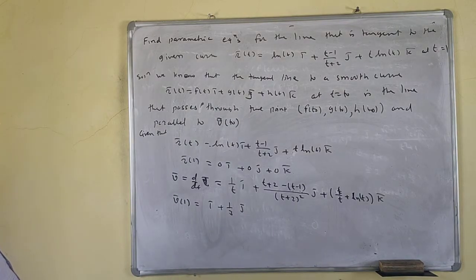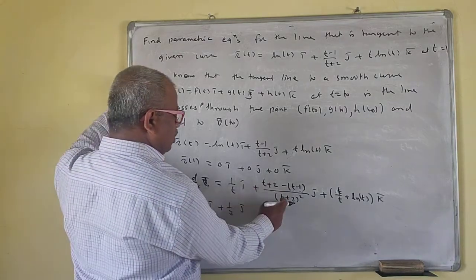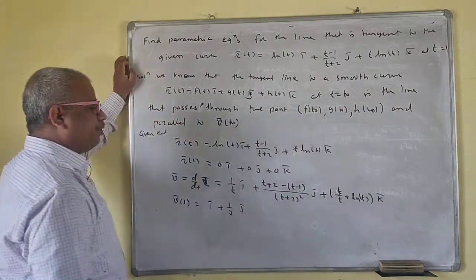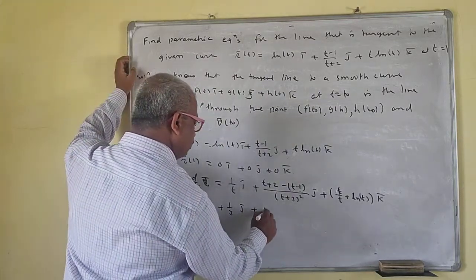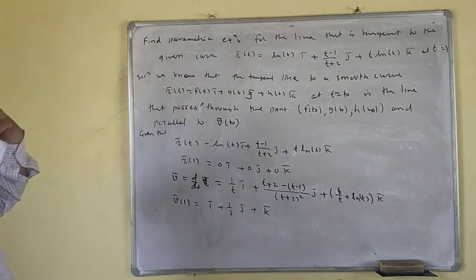Okay, so 1 by 3. If you put t is equal to 1, so this is 3, this is 0, this is 3 square. Okay, so this is correct. Plus k bar.